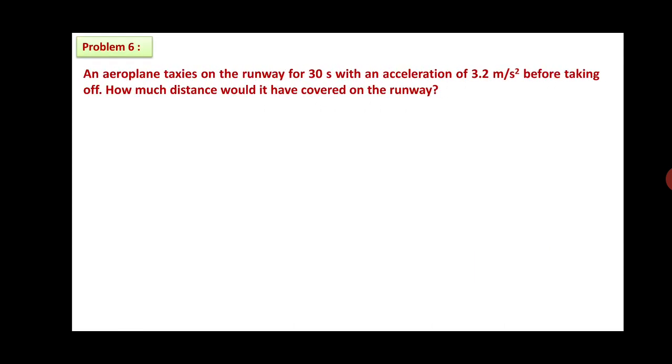Next problem, an aeroplane taxis on the journey for 30 seconds with an acceleration of 3.2 meter per second square before taking off. How much distance would it cover in the runway? So friends, here a is 3.2 meter per second square, t is 30 seconds, and u is equal to 0 meter per second, and s we have to calculate.